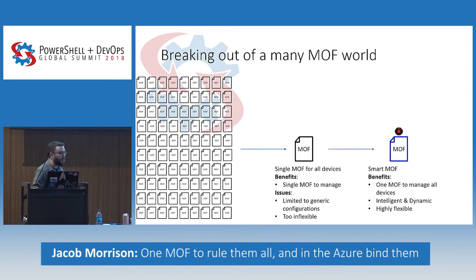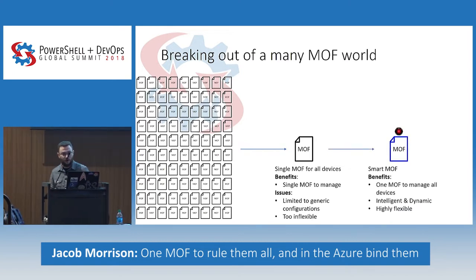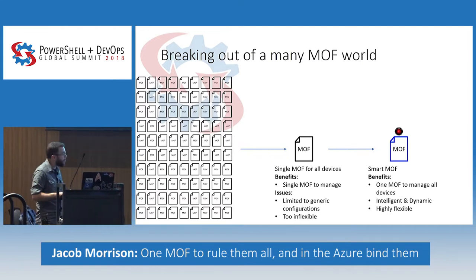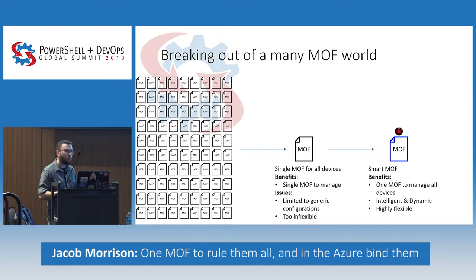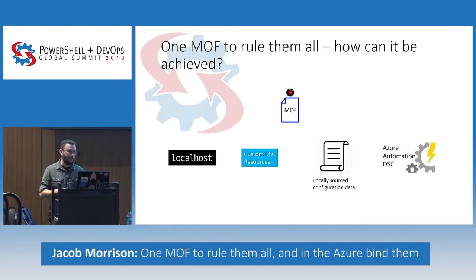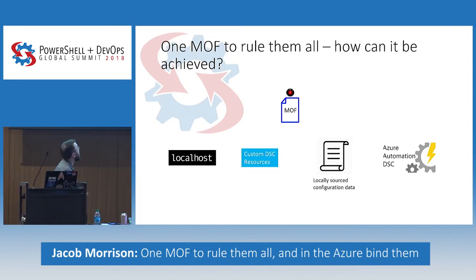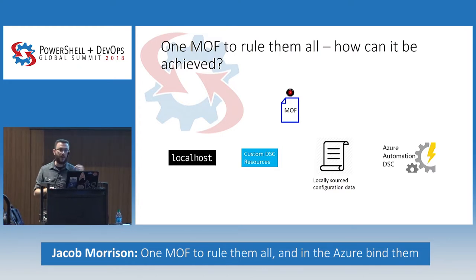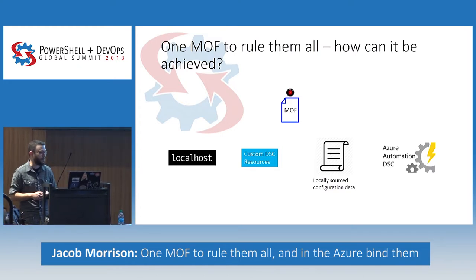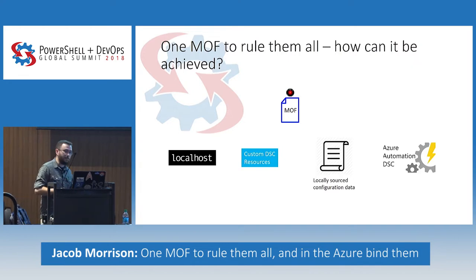We have to take it a level further and create a smart MOF. This gives us more dynamic capabilities and makes the MOF intelligent, makes it more flexible, and allows it to do things with multiple devices. How can we do that? Here it is, the secret recipe. We're going to obviously use localhost, so we can bypass the requirement of the host name. We're going to use some custom DSC resources. We're going to leverage some locally sourced configuration data, and we're going to tie all that up into Azure Automation DSC.